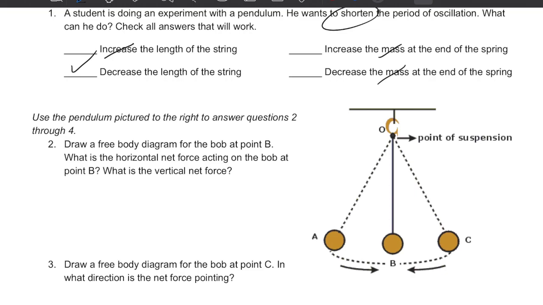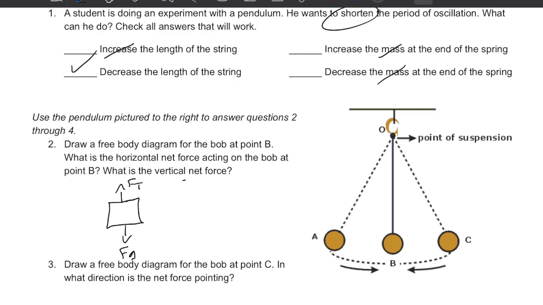Draw a free body diagram for the bob at point B. At point B, it's at the equilibrium. Gravity's acting on it and pulling it downward, and the tension of the string is pulling upward on it. Because there are still those forces acting on it, we still have to draw them in our free body diagram.